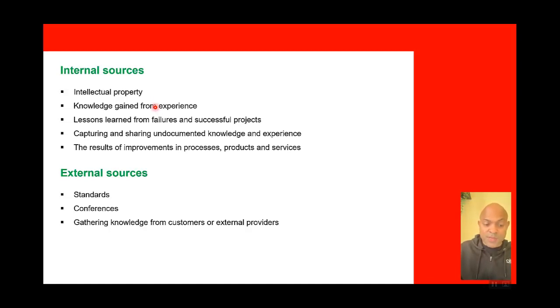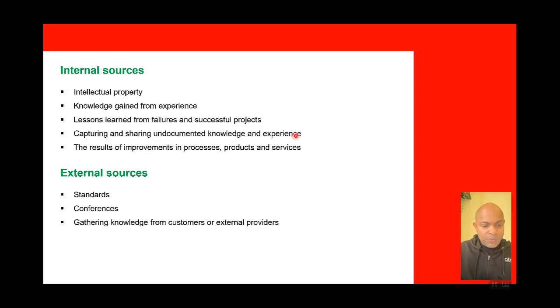Knowledge gained from the experience. As years pass, the organization gains a lot of knowledge. This is used for the future. Now, lessons learned from failures and successful projects. This is again linked to experience. When you run an organization, naturally you will have failures, you will also have successes. But through the failures and successes, you are learning. What is this learning? It's knowledge.